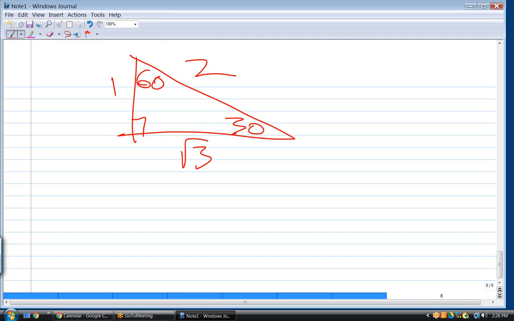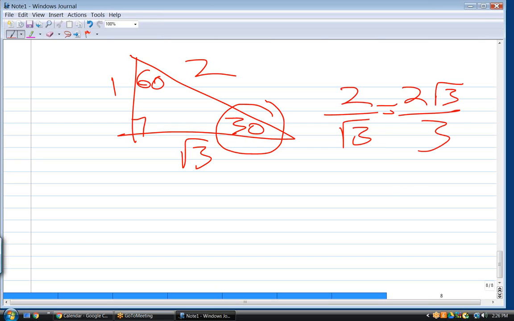So we get the secant of 30 degrees is 2 over 1. The cosecant of 30 degrees is, whoops, I got that backwards. The cosecant of 30 degrees is 2 over 1, and the secant of 30 degrees is 2 over root 3. Now, of course, you'd need to rationalize that, but you'd end up with that.